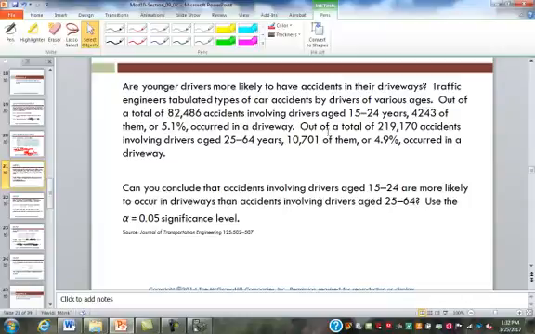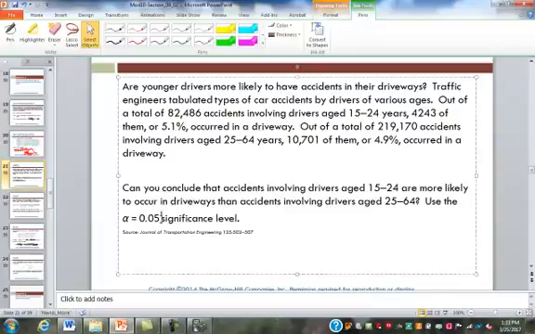Out of a total of 219,170 accidents involving drivers 25 to 64, 10,701 of them, or 4.9%, occur in a driveway. So, can you conclude that accidents involving drivers 15 to 24 are more likely to occur in driveways than accidents of those who are 25 to 64? Again, using that 0.05 significance level.